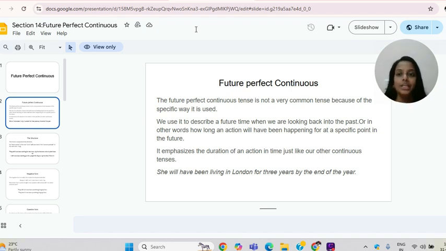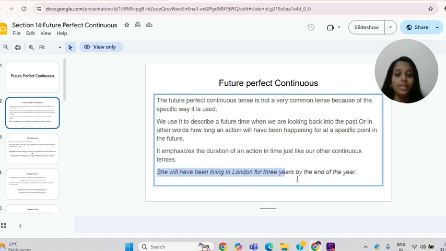For example, if someone has been living in London for 3 years, by the end of the year, we don't just say she will live in London for 3 years. Instead, we highlight the time spent in that action and say she will have been living in London for 3 years by the end of the year. See how this tense gives a sense of continuity and allows us to measure how long something will have been going on. That's the magic of future perfect continuous tense.